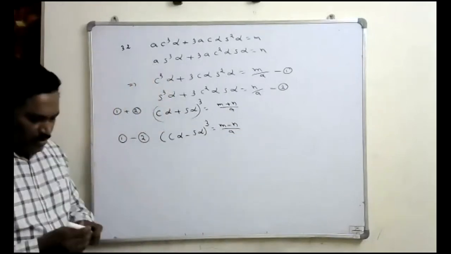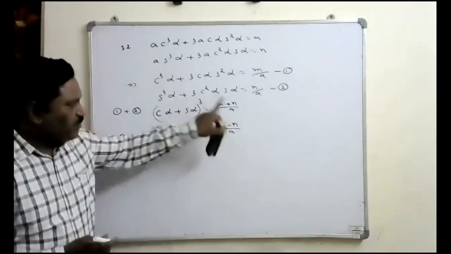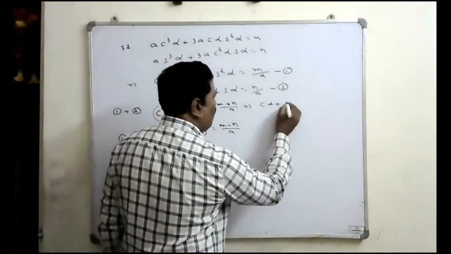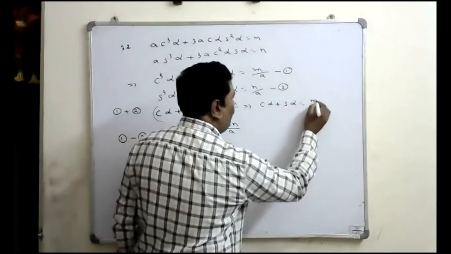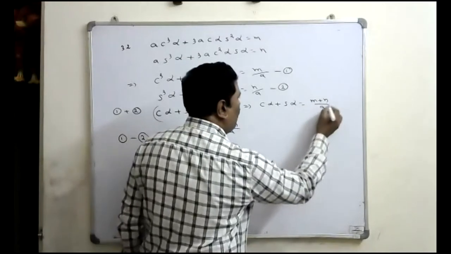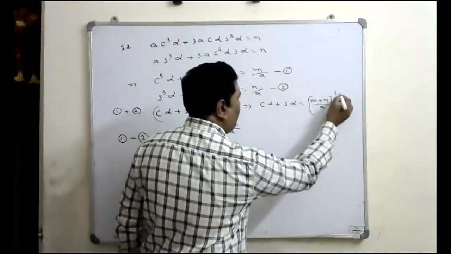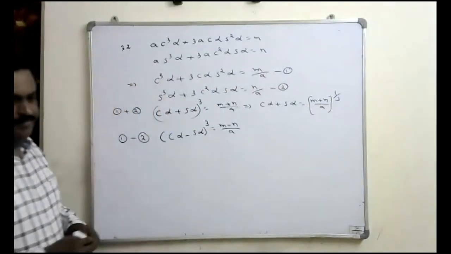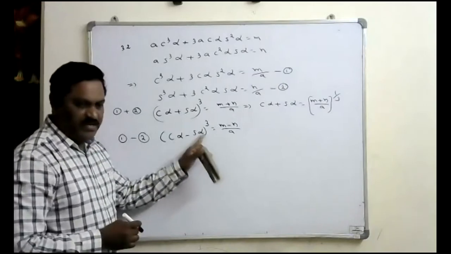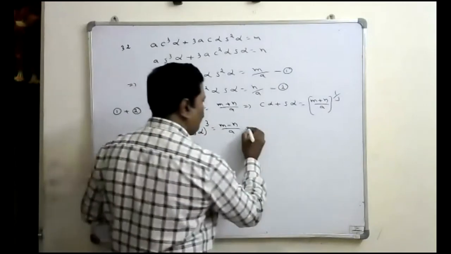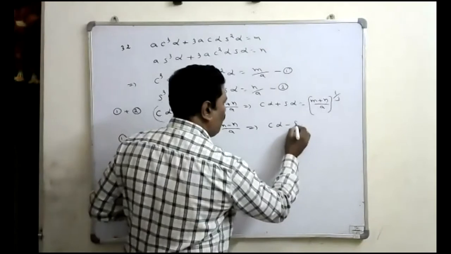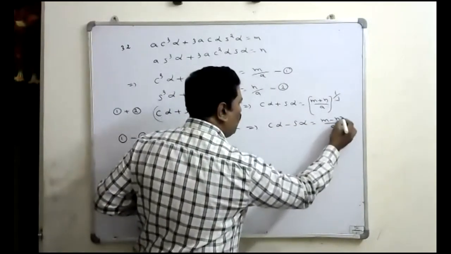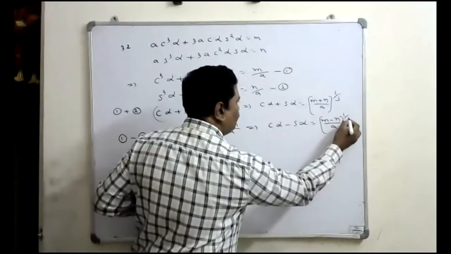Okay. Now here power is 3. Send this power other side. Then it is cos alpha plus sin alpha is equal to (m plus n by a) whole power 1 by 3. Whenever you send the power other side, that power becomes reciprocal. Remember that. Similarly, here also power is 3. Send other side. Then it is cos alpha minus sin alpha is equal to (m minus n by a) whole power 1 by 3.